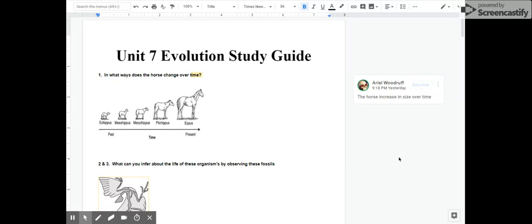Question number one, we have the picture of the horses, and you see we're moving from past time to present time. What is the main change that you see in the horse over time? It's pretty obvious. And if you look over here to the right, I'm going to have it written down for you just in case you can't hear well on the video. So the horse is increasing in size over time. Other changes were happening too with structure of the mouth and the skull and the bones of the hoof. But the main change that we're going to be focusing on for this test is increasing in size over time.